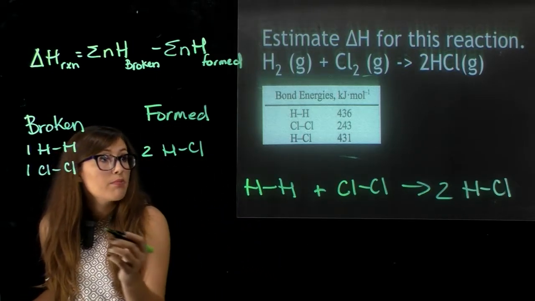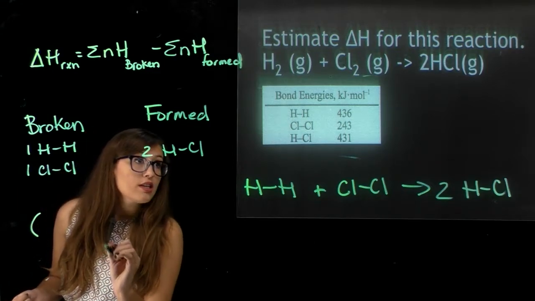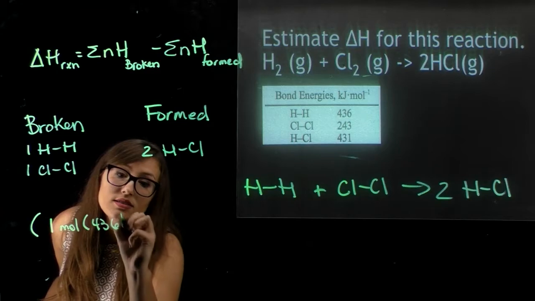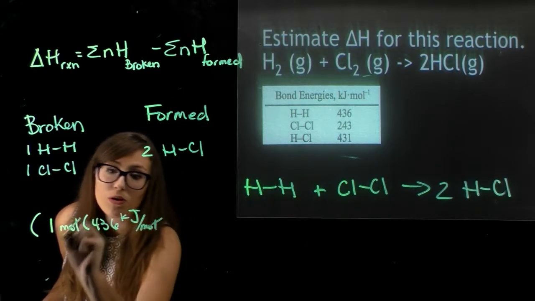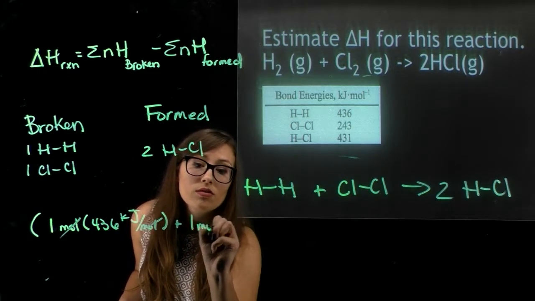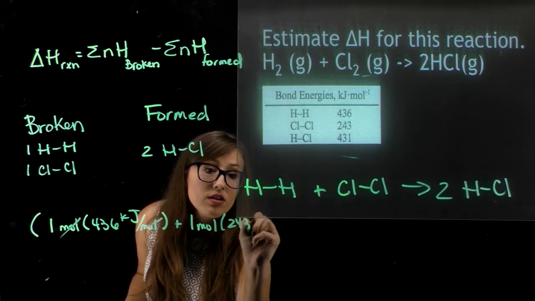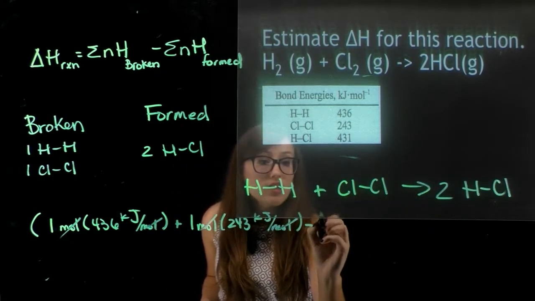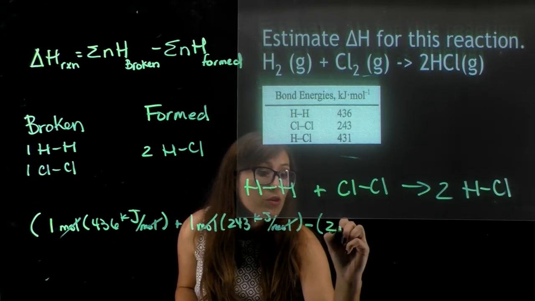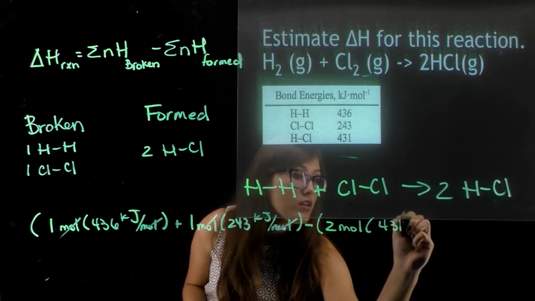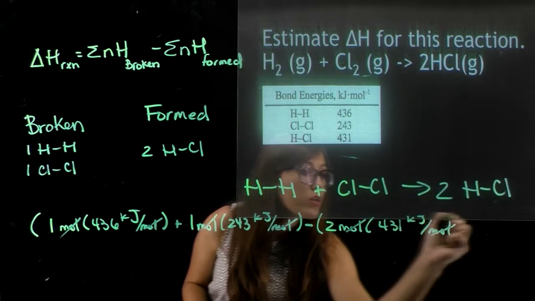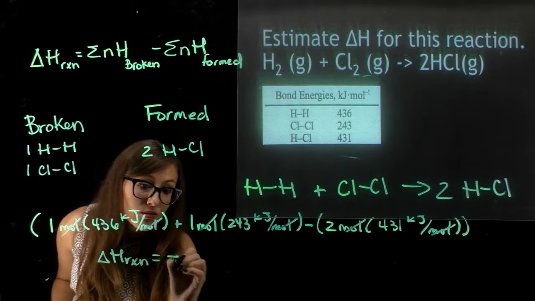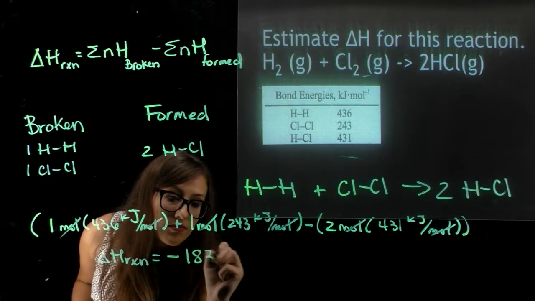Once I've identified that, I can then grab the bond energies and set up the following formula. The energy for the hydrogen is 1 mole, because we only have one of them breaking, times 436 kilojoules per mole, so mole and mole cancels, plus 1 mole for the Cl-Cl bond, so 243 kilojoules per mole, mole and mole cancels out, minus the energy associated with your bonds being formed, so 2 moles times 431 kilojoules per mole, mole and mole cancels out, and you end up getting an enthalpy of reaction that is equal to negative 183 kilojoules.